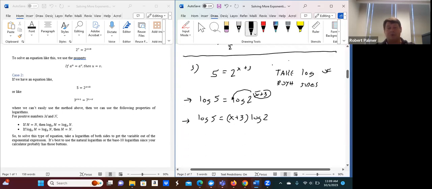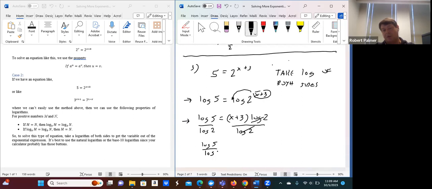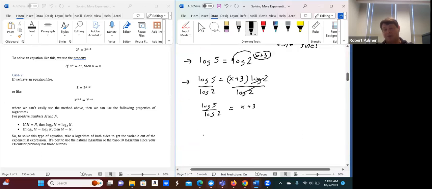Now, remember, the goal is to get x by itself. So divide both sides by the log of 2. Then we have the log of 5 over log of 2 is equal to x plus 3. And then finally, I just subtract 3 from both sides. So, turning this around, x is equal to the log of 5 over the log of 2 minus 3. Okay, and that's my exact answer.